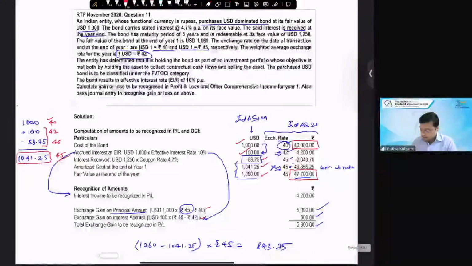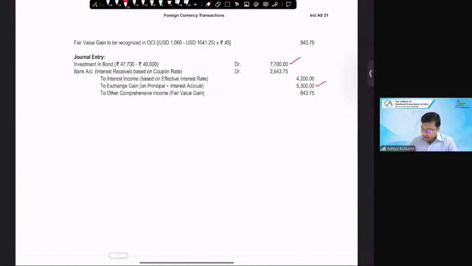We just now calculated. It is happening on account of interest income that is getting accrued based on effective interest rate. It is happening on account of fair value gain, which we have taken to other comprehensive income. And it is getting reduced because there is a payment that is being received of the coupon of 2,643.75. Are you able to understand? Yes, sir. Totally, completely.